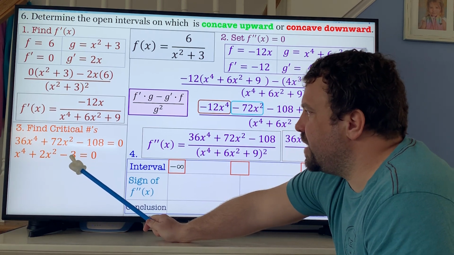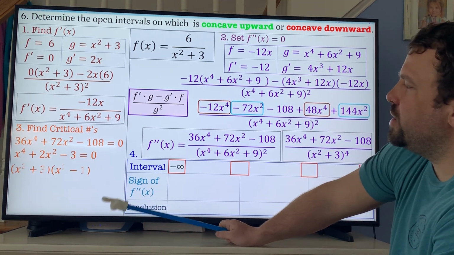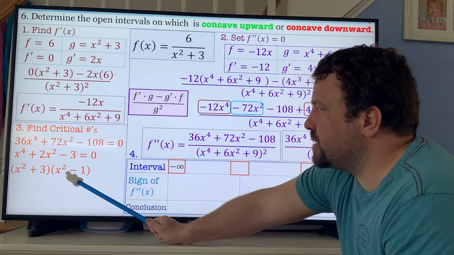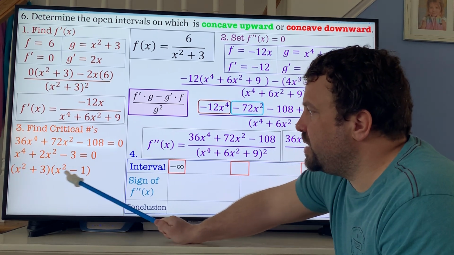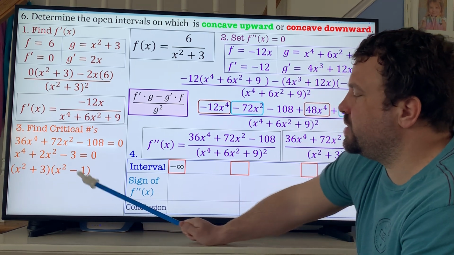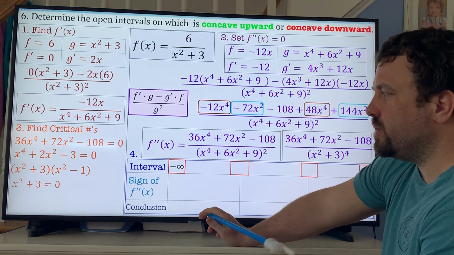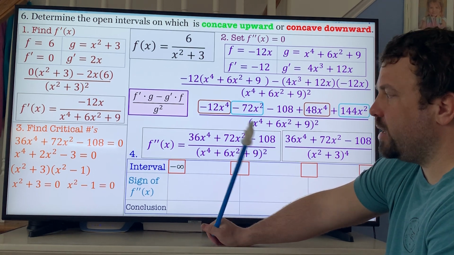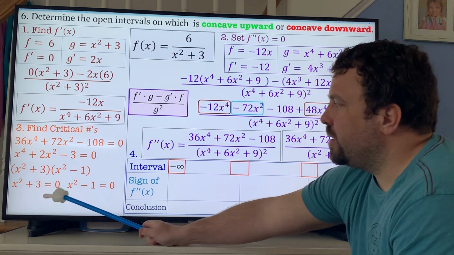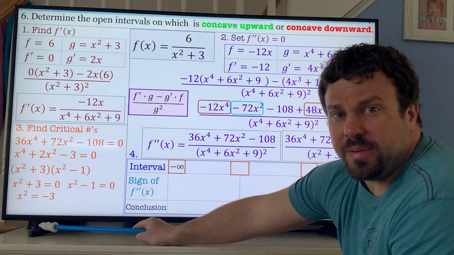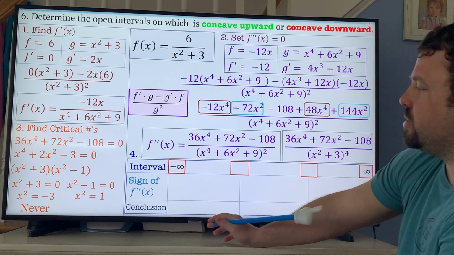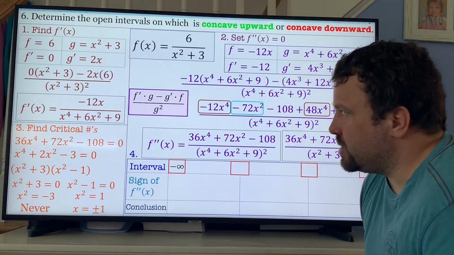So what multiples of negative 3 give you 2? You get x squared plus 3, x squared minus 1, because x squared times x squared is x to the 4th, minus x squared plus 3x squared minus 3. Set both equal to 0. X squared plus 3 equals 0. X squared minus 1 equals 0. All right? X squared equals negative 3. Well, it'll never equal negative. You can't square root a negative, so that's not true. This becomes x squared equals 1, and x is plus or minus 1.